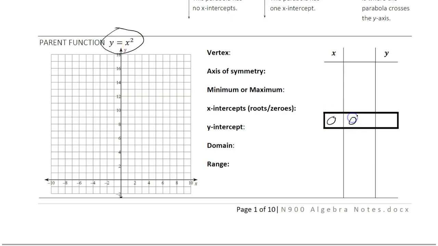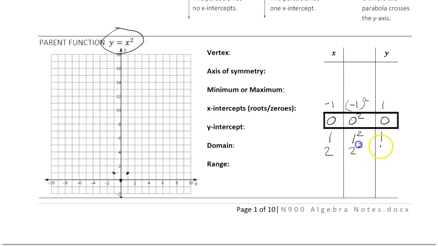Begin with any number for x, for instance 0. 0 squared is 0, so the first point is 0, 0. This is the vertex. 1 squared is 1. This point would be 1, 1. Negative 1 squared is also positive 1, so the next point is negative 1, 1.